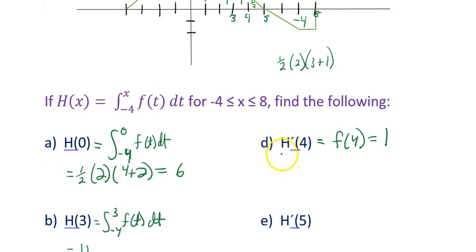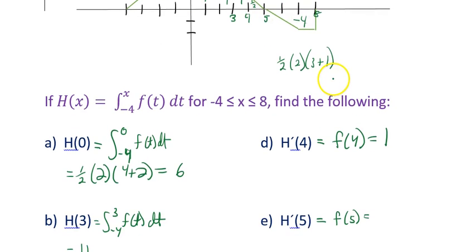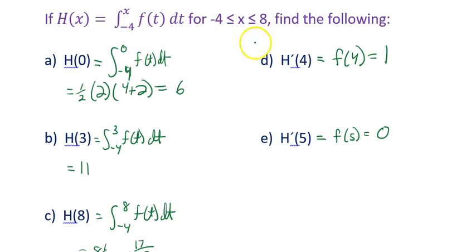And similar situation if I was asked for h prime of 5. So if I said h prime of 5, that's the same as f of 5. Okay, when I go to my graph, f of 5 is 0. Now, let's make a note here that both of these were y values, so when you come back and look at your notes, you'll know what we're talking about. Let's add an f.